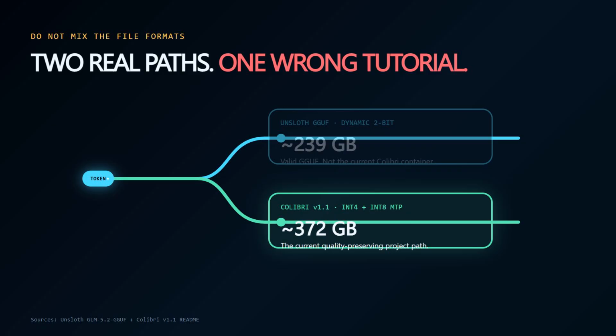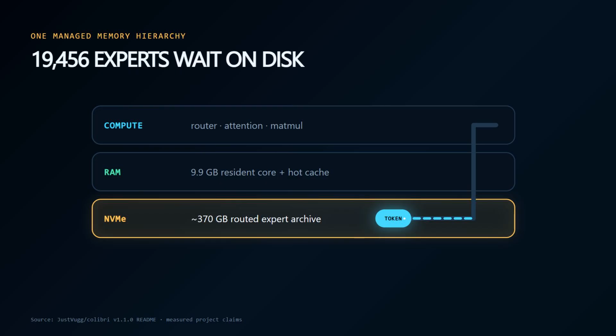Now open the laptop. The memory subway has 3 stations. At the top is compute. This is where attention, routing, and matrix multiplication happen. In the middle is RAM. About 17 billion dense parameters stay resident there. At int4, that core occupies roughly 9.9 gigabytes. It includes the embeddings, attention path, and shared experts needed again and again. Any remaining memory can hold a hot expert cache. At the bottom is NVMe.